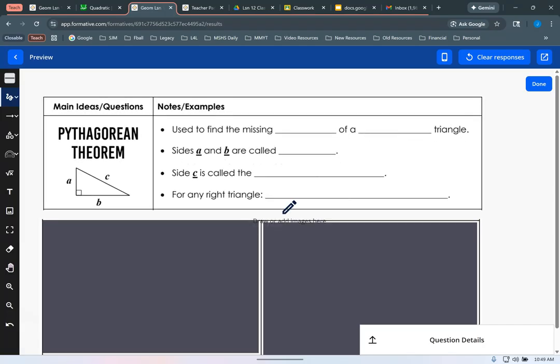So this is probably one of the oldest and most well-known geometric theorems, the Pythagorean theorem. If you're not already familiar with it, you will be very familiar with it by the end of this class because it is so useful in terms of what we talk about in geometry. So first thing is to understand this. We use this Pythagorean theorem to find the missing side length of a right triangle.